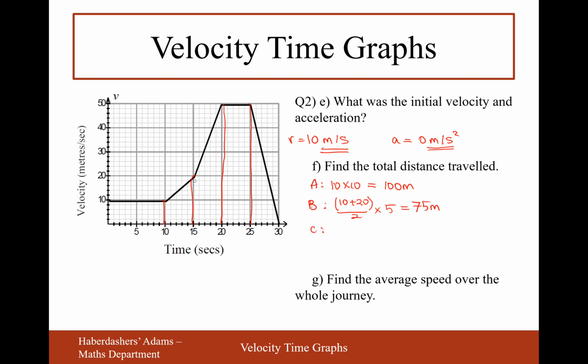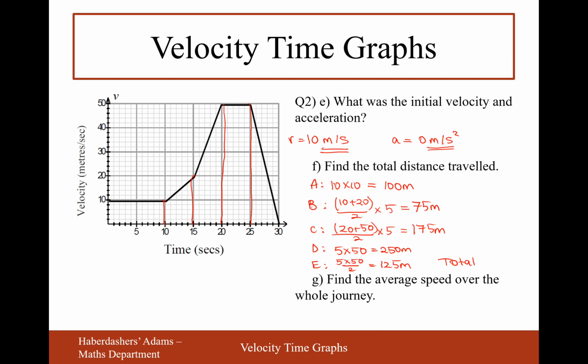Part C is going to be another trapezium, that's going to be 20 plus 50, divided by 2, times by 5 seconds, so that's going to be 35 times 5, which is 175. Section D is a rectangle, that's just going to be base times height, 5 times 50 is 250. And section E is a triangle, base times height divided by 2, 5 times 50 divided by 2 is 125 meters.